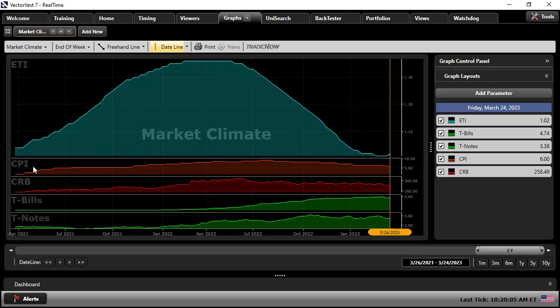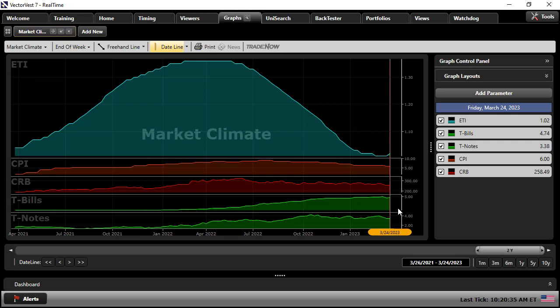Below that, I have the CPI and CRB numbers. That's Consumer Price Index and the Commodities Research Bureau. The CRB tracks 19 different commodities that are important to the core economy that we follow. And then the CPI, of course, is the Consumer Price Index. And we can see how those have risen over the last 2 years, peaking back in June and July of 2022, but still at relatively high numbers.